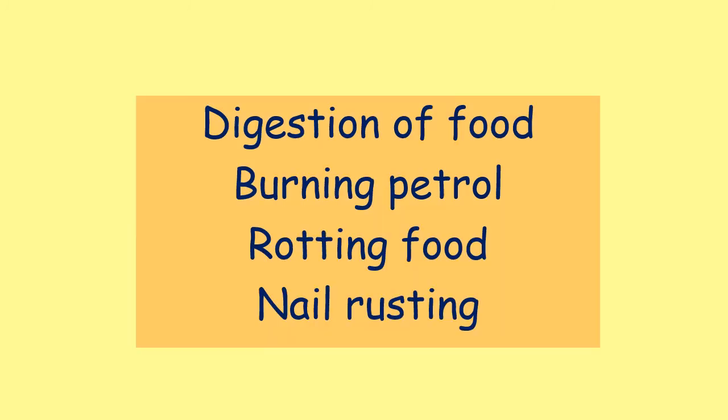So eating food to get energy, burning petrol, those are 2 useful ones. 2 not so useful ones are food going bad or rotting and nails rusting. But you could have had making toast, cooking eggs. Those are all examples of everyday chemical reactions as well.